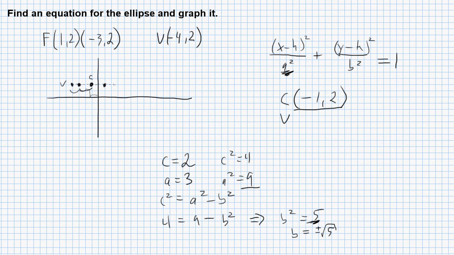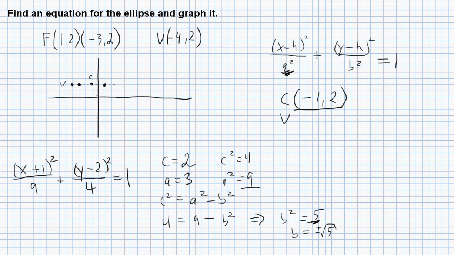So our equation is going to be (x plus 1), x minus negative 1, quantity squared over 9 plus (y minus 2) quantity squared over 5 equals 1. And that is the equation. Now we're almost done with the picture too, with the graph. Let me kind of neaten this up a little bit so that we can see what's going on here better.